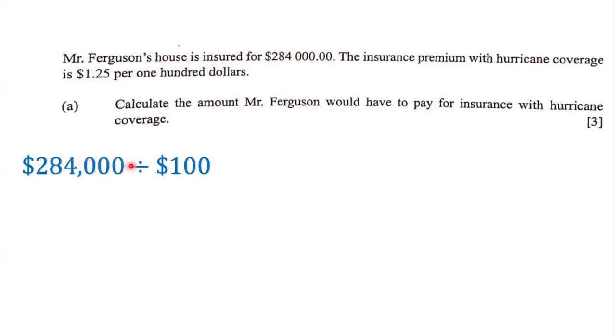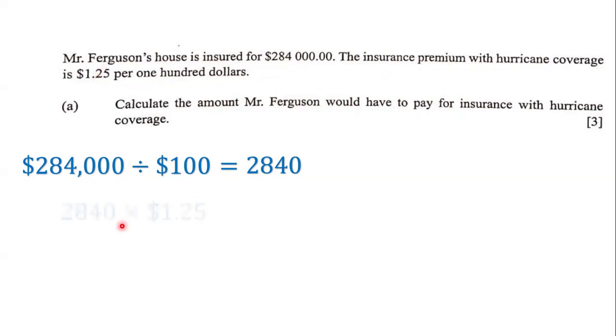Now, in order to do this, we divide. So we say 284,000 divided by 100, and that gives us 2,840, which means that there are 2,840 $100 in $284,000. Now remember, the insurance premium with hurricane coverage is $1.25 per $100, which means that for every $100, he has to pay $1.25.